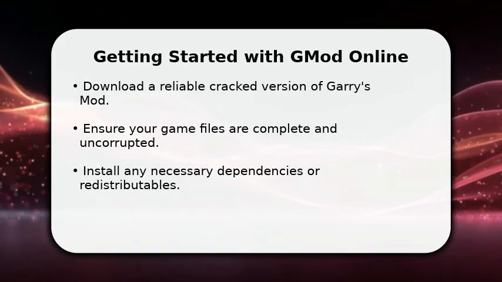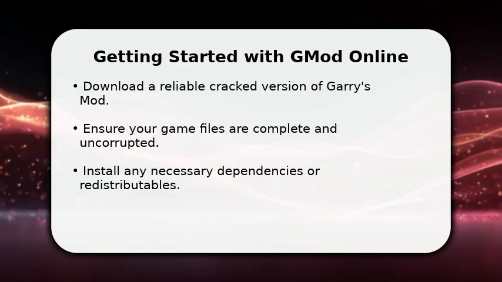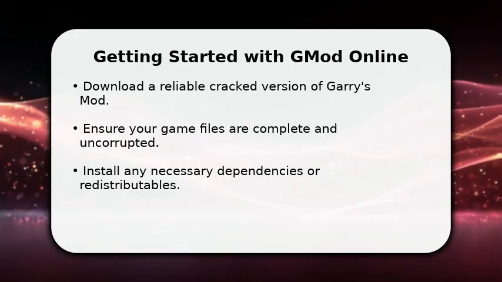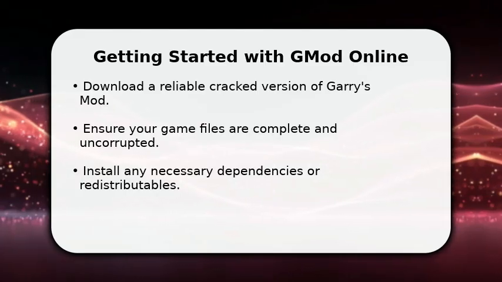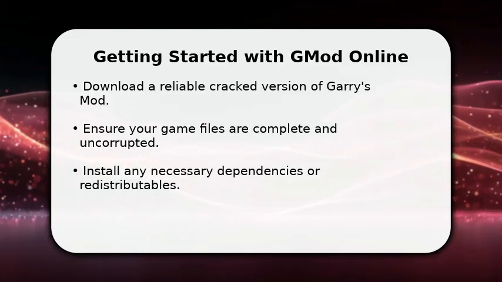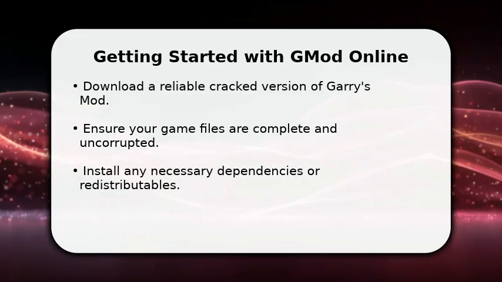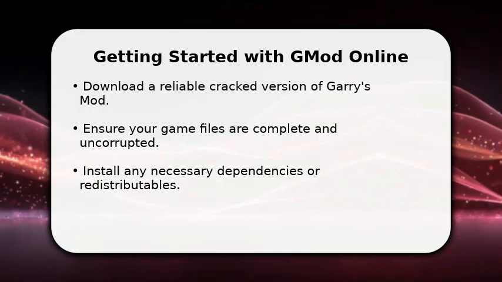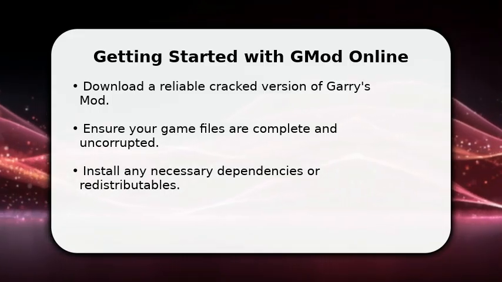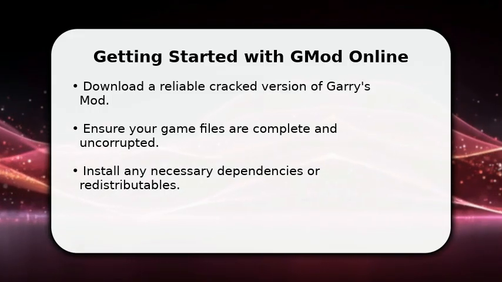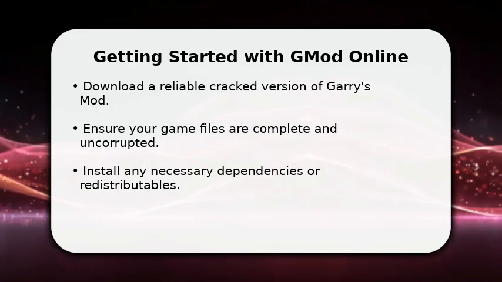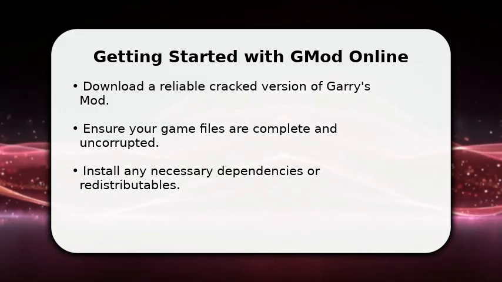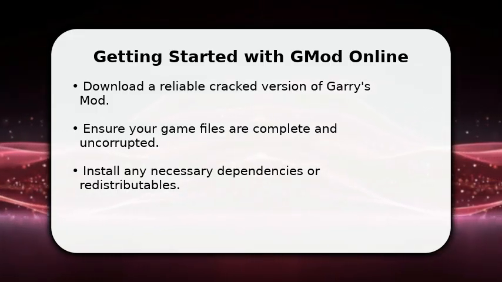In this video, I will explain how to play Cracked Garry's Mod online. First, you'll need to acquire a stable, cracked version of the game. It's crucial to ensure all game files are present and undamaged to avoid issues. Additionally, install any required software like DirectX or Visual C++ redistributables, which are often bundled or linked with the game download. This foundational step is vital for a smooth experience.